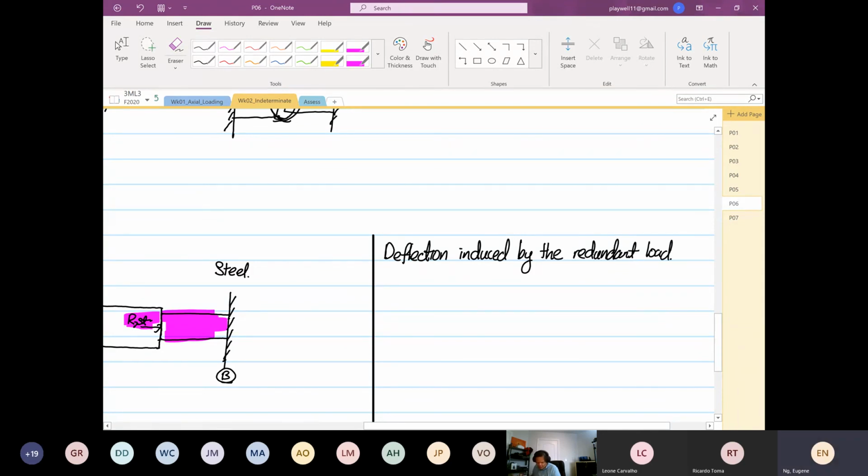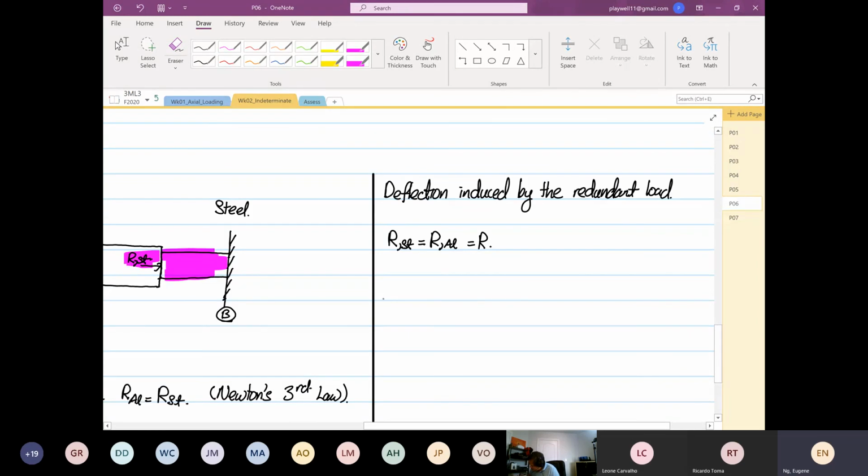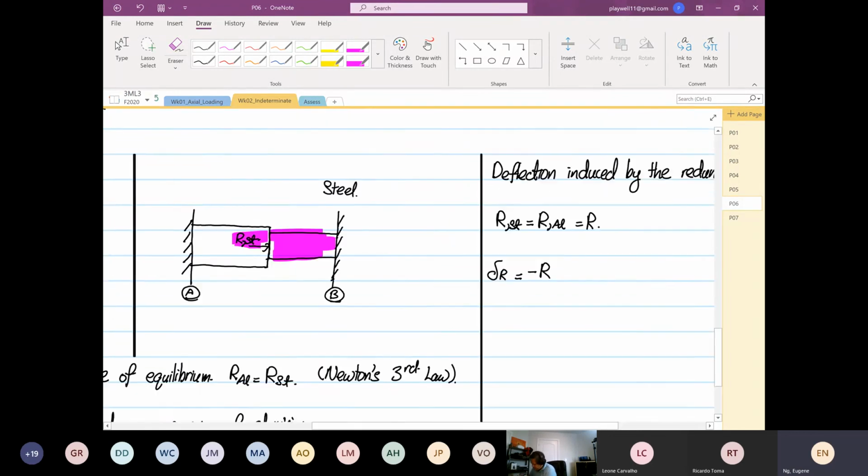Okay, so we know that the redundant load R of steel is equal to R of aluminum, and I'm just going to call it R. Okay, so deflection due to the redundant load is minus R. Why minus R? Because it is in compression. Then L. So now I'm going to focus on aluminum.